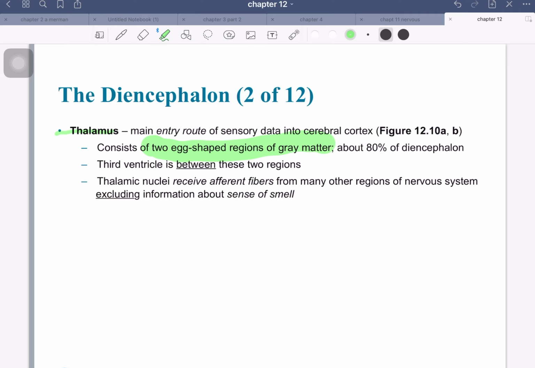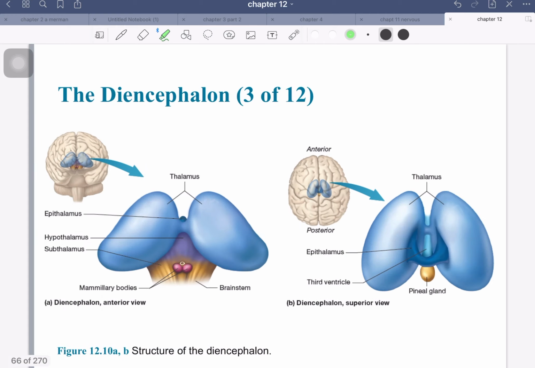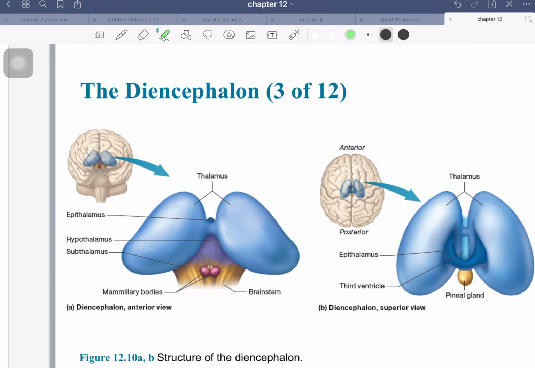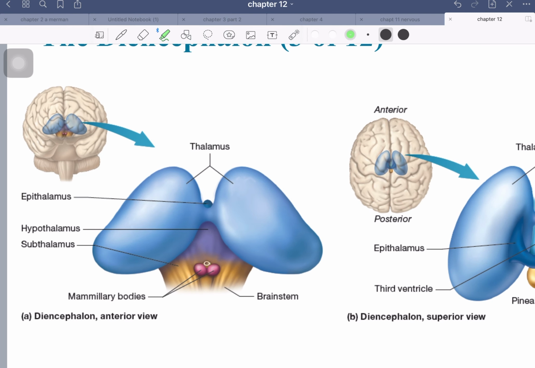Because remember, the thalamus is made up of two different parts. It's bilateral. And the thalamus, or the thalamic nuclei, receives afferent fibers from a whole number of regions of the nervous system. Now, there is one area it doesn't receive information from, and that's the sense of smell, because that goes elsewhere.